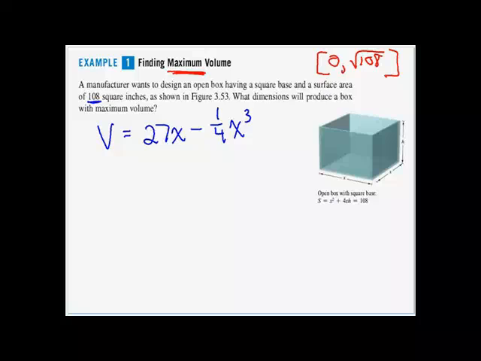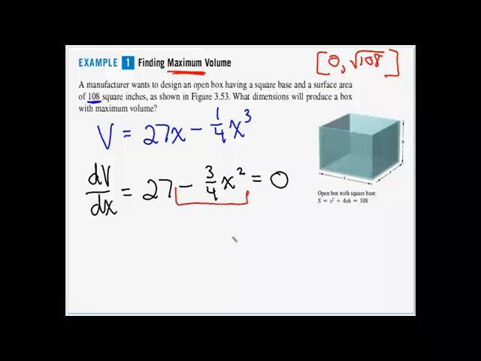Remember, to find mins and maxes, we need critical numbers. So we set our first derivative equal to 0. Our derivative with respect to x is dv dx, and that's equal to the derivative of 27x, which is 27, minus the derivative of this term, which will be 3/4 x squared. We want to take our first derivative and set that equal to 0. So the first thing I would do, I'm going to add this negative 3/4 x squared to both sides, and I'll have 27 equals 3/4 x squared. And then I'll multiply both sides by 4 to get rid of that denominator.